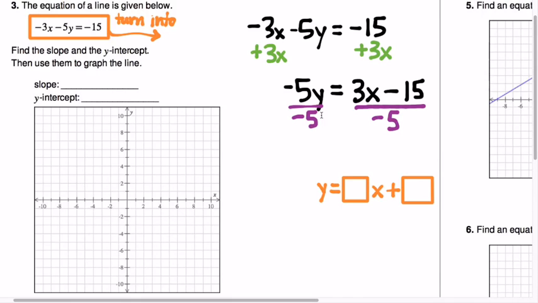And so, for example, that term that doesn't have an x in it up here, when I divide it by negative 5, negative 15 divided by negative 5 gives me how much? 3. And so that becomes my constant term in my finished equation. But then the other term, the 3x, also gets divided by negative 5. So how would you like to rewrite 3x divided by negative 5? What's a way to write that that's a little easier on the eyes?